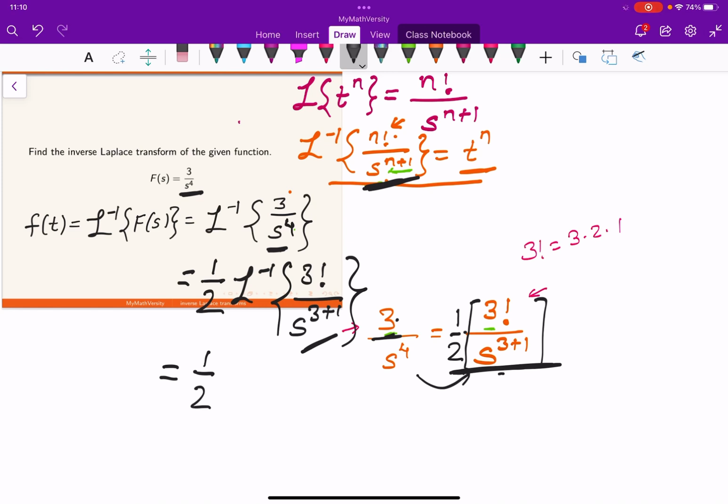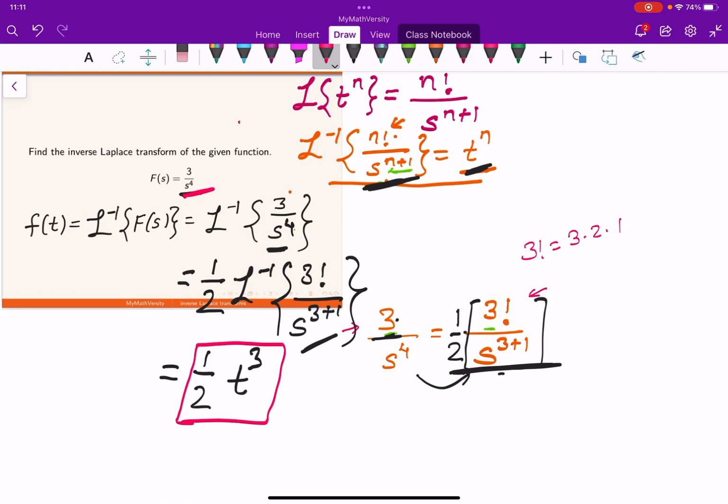So we know the value of n is 3, so t cube should be the inverse Laplace transform of 3 factorial over s to the power 3 plus 1, or let's say s to the power 4. Then the function that we get here, 1/2 t cube, is the inverse Laplace transform of 3 over s to the power 4.